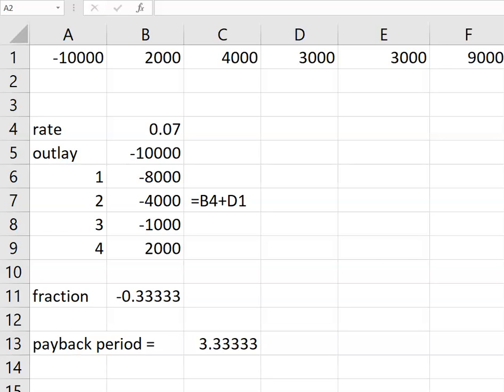All right, in the last episode, we looked at calculating a simple payback. Now let's take a look at a discounted payback. And I left the example up from before. The one thing I did add was the rate we have, the required rate of return. Right? So the rate is going to be 7%.